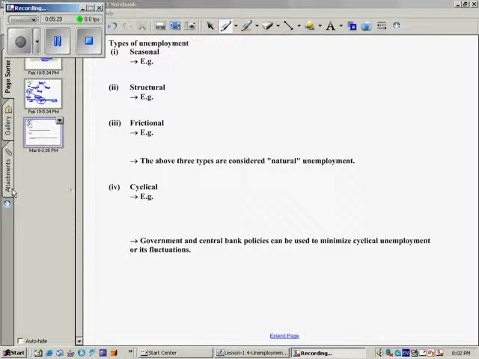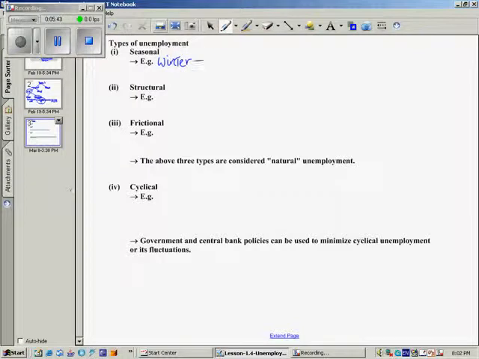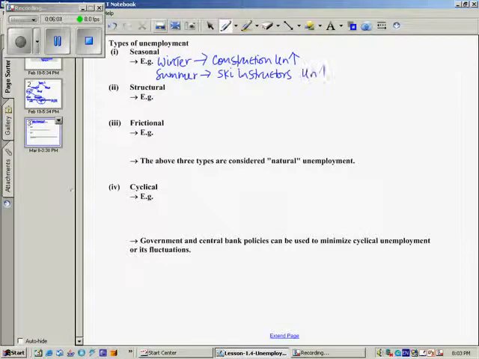Now let's look at a few types of unemployment. First reason why there are people unemployed is because of seasonal changes. Seasonal changes would be, say, in the winter, very likely we would have higher unemployment in the construction sector. And in the summer, very likely the ski hills' ski instructors would be unemployed. This type of change in unemployment due to weather changes, we tend to call that seasonal unemployment.